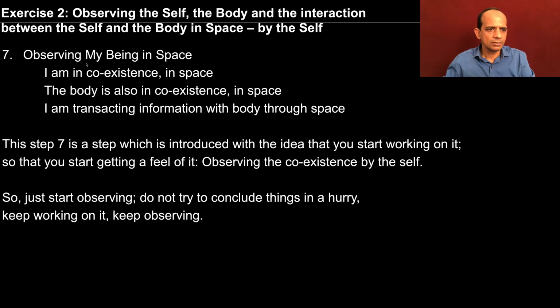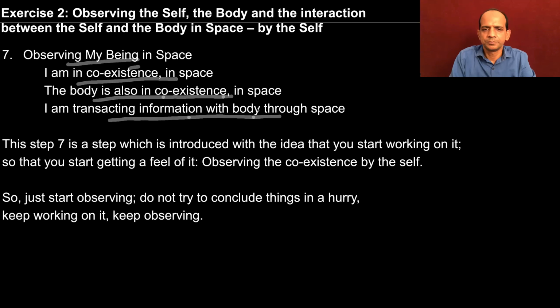Now in step 7, we are observing our being in space. So I am in coexistence in space. My body is also in coexistence in space, and I am transacting information with the body through space. So try to observe this, try to be aware of this. At least it can be part of your imagination. You can think about this, isn't it? You can analyze this, and going further, you can observe this.